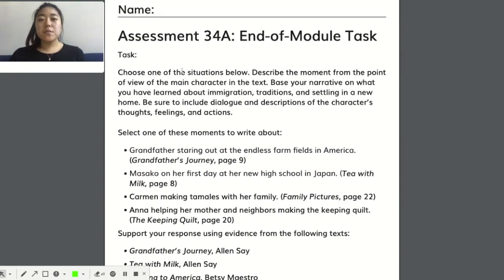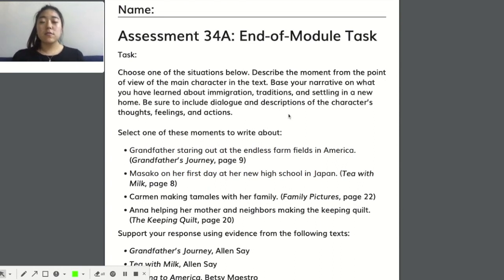Task: choose one of the situations below. Describe the moment from the point of view of the main character in the text. Base your narrative on what you have learned about immigration, traditions, and settling in a new home. Be sure to include dialogue and descriptions of the character's thoughts, feelings, and actions.